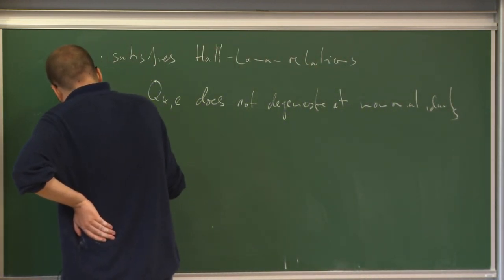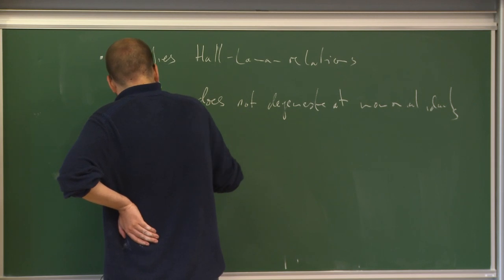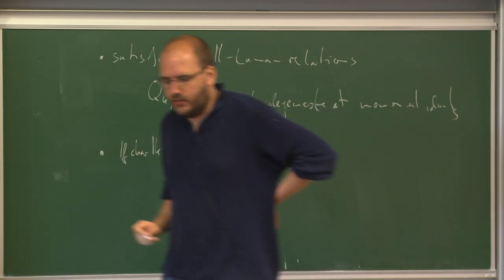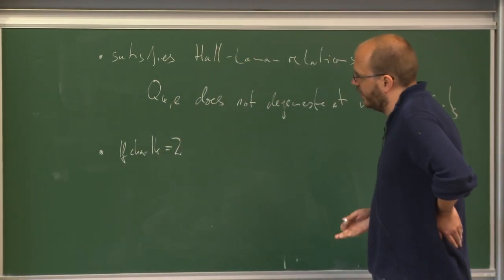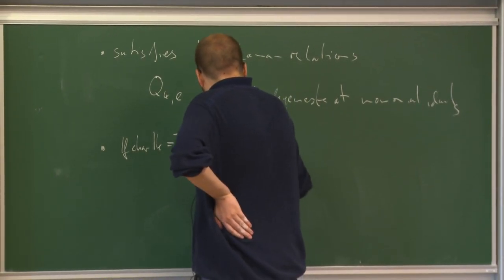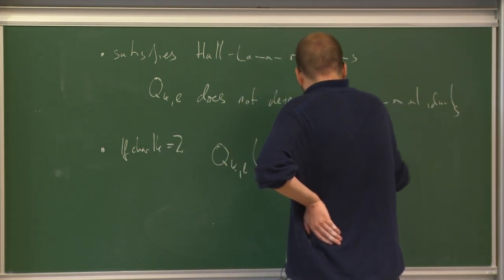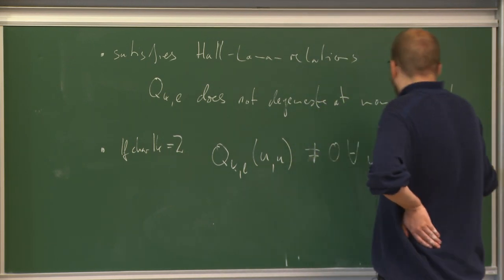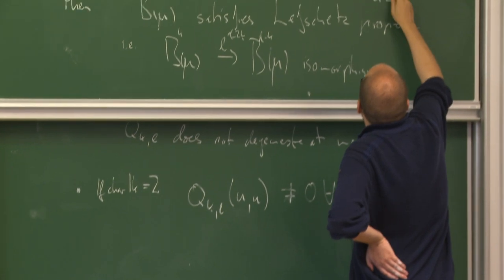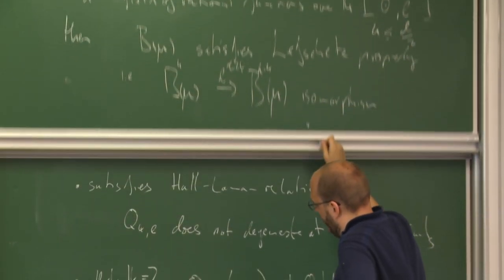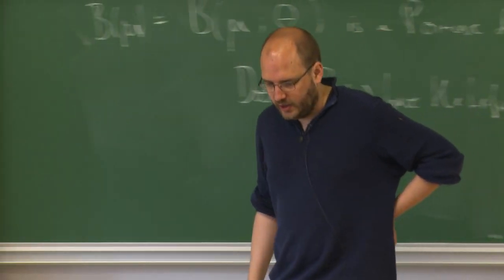And then let me give one additional property that is very nice, but we only know it in characteristic 2. So if the characteristic of the ground field is 2, then we have something even nicer and even more beautiful. This is that Q, the Hodge-Riemann bilinear form, never degenerates. So Q K L of U is not equal to zero for all U in B mu K. And here k should be less or equal to d half.